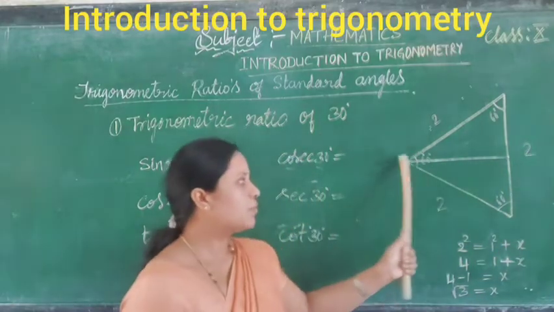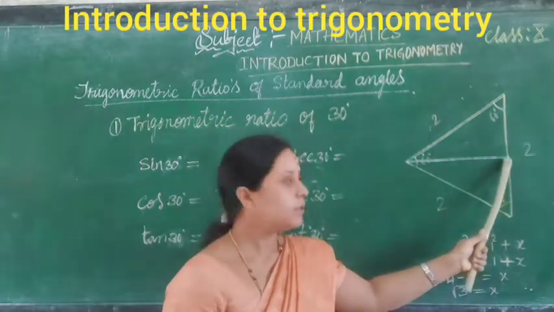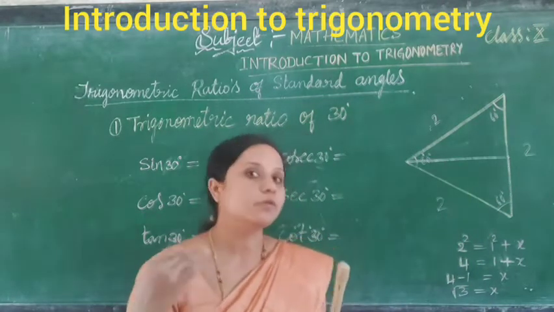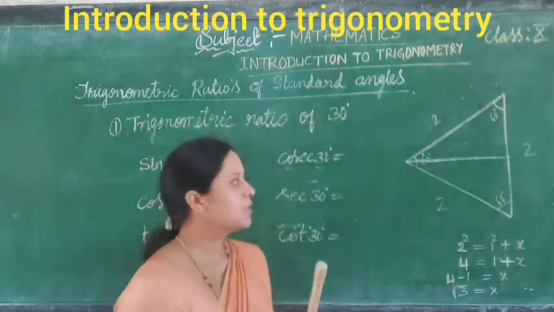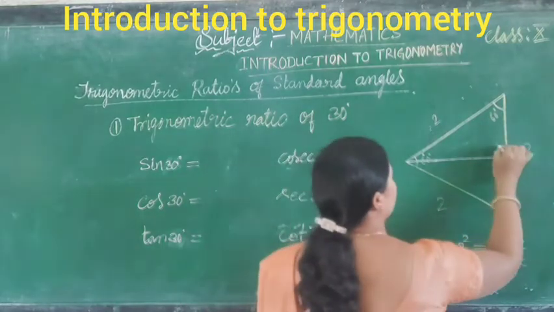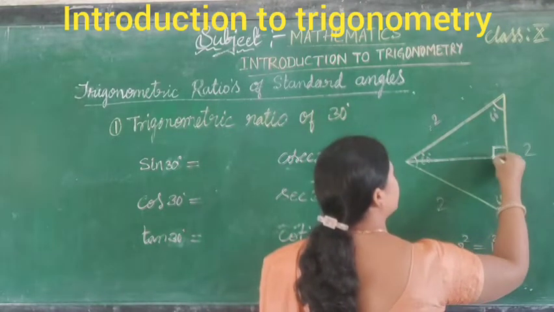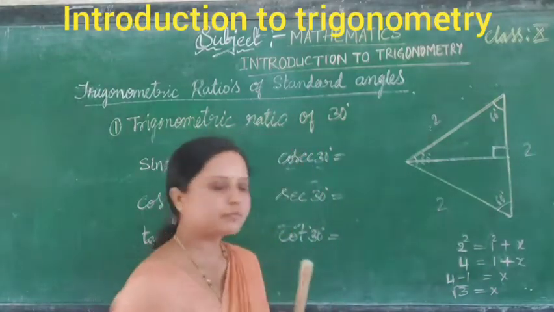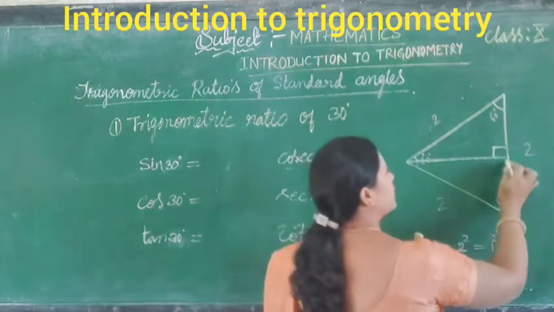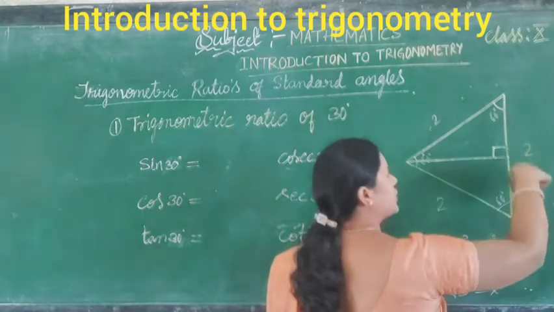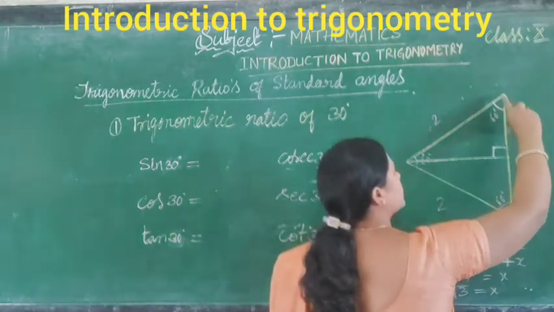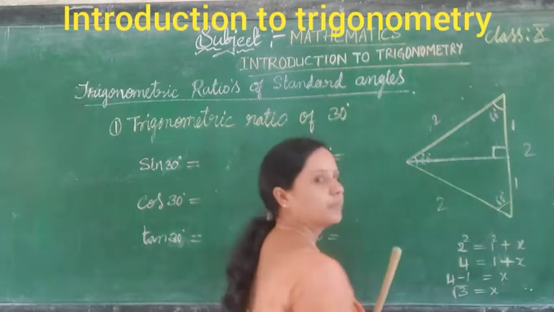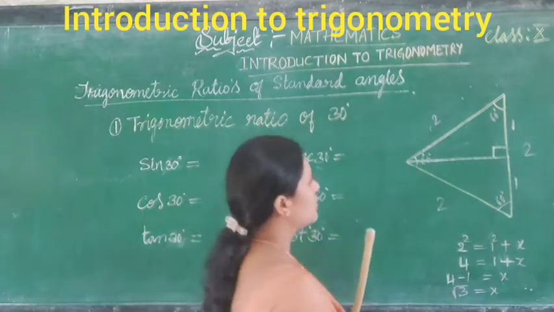When we draw a perpendicular line, what happens? This equilateral triangle is divided into two congruent triangles. So you consider this triangle, this is a right angle triangle. You consider this one, this is also a right angle triangle. And also this perpendicular line divides this base into two equal parts. That's why this length will be 1 and this length will be 1.